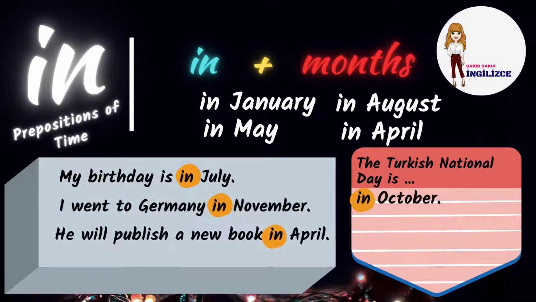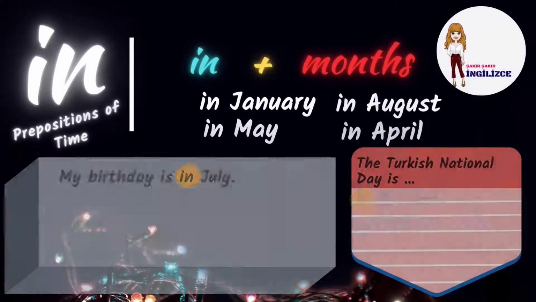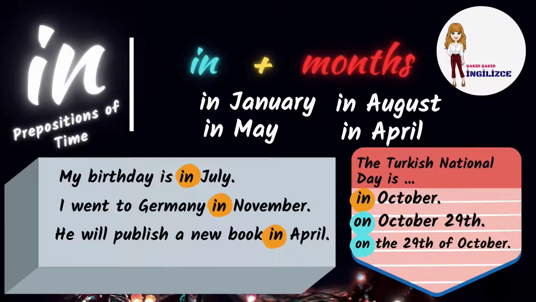Now look at this. The Turkish National Day is in October. We use in because we only mention a month. We don't say the day. The Turkish National Day is on October 29th. The Turkish National Day is on the 29th of October.